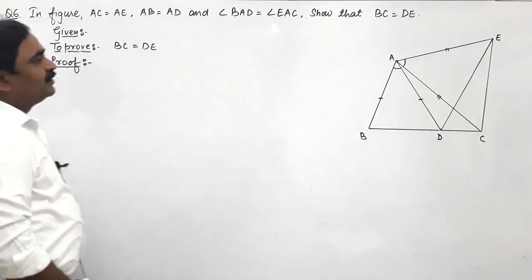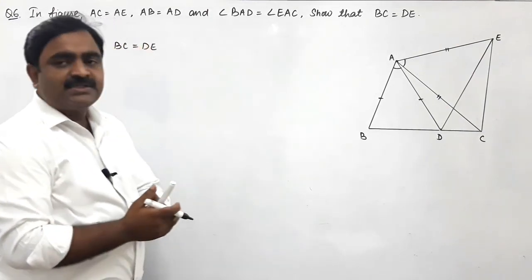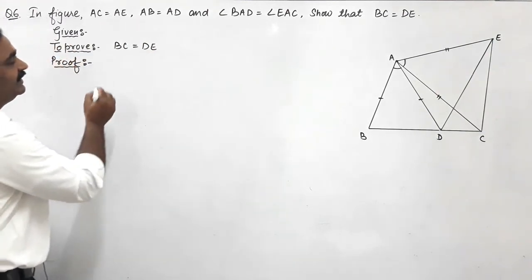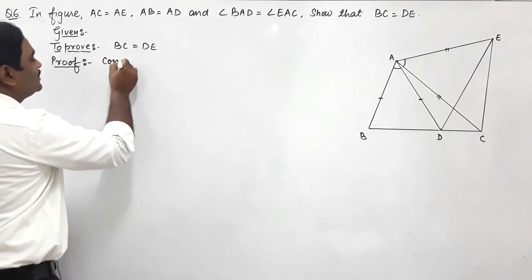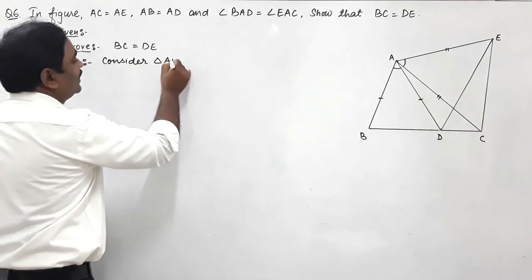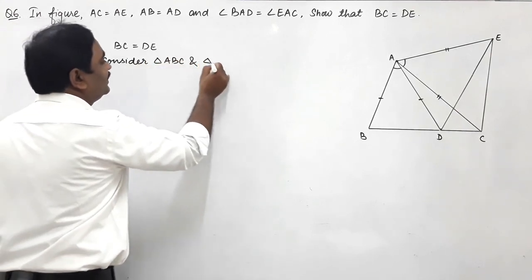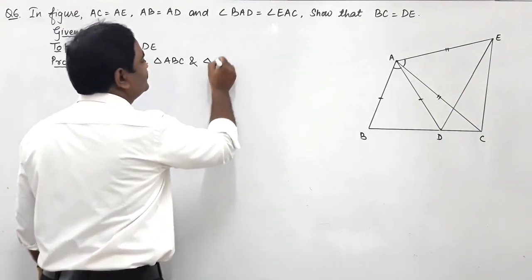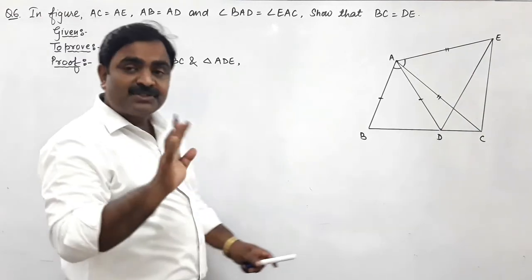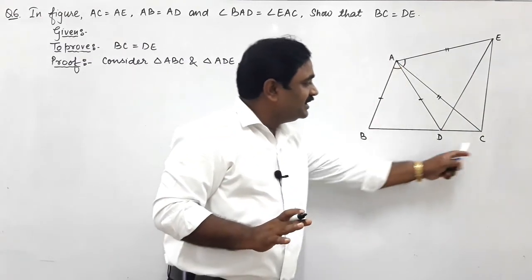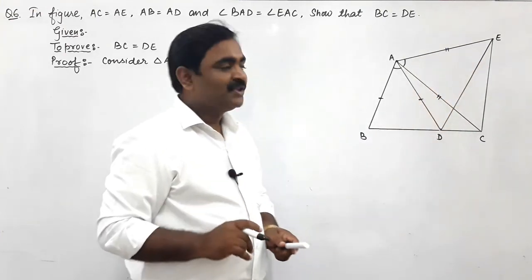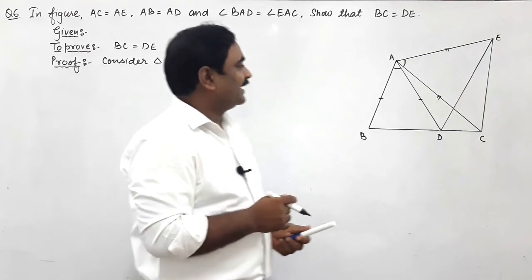So for the proof of this we have to consider the triangles ABC and triangle ADE. So consider triangle ABC and triangle ADE. These two triangles we are comparing. Which triangles did we take? We took triangle ABC, and after that triangle ADE, right? Chalo, now let us compare these two triangles.